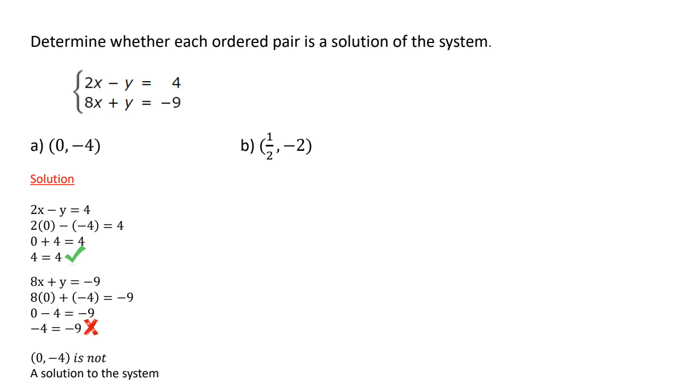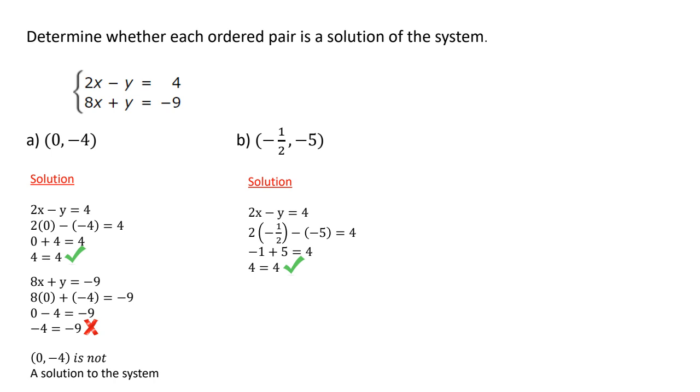Okay, so again, I'm going to test it on the first equation, 2x minus y equals 4. Replace x with -1/2, replace y with -5. And when I simplify, again, I get a true statement. 4 is equal to 4.